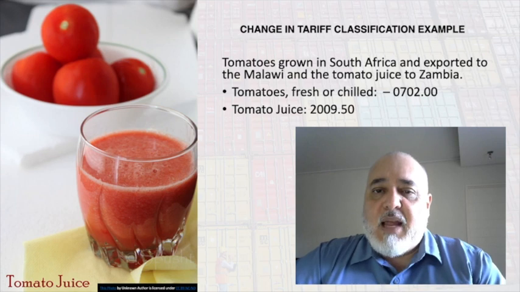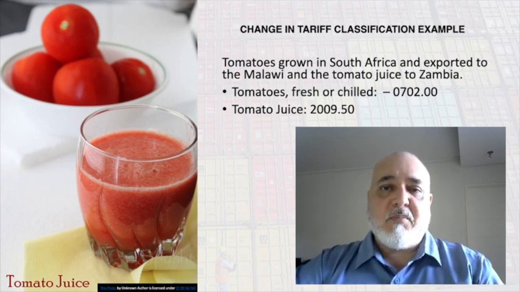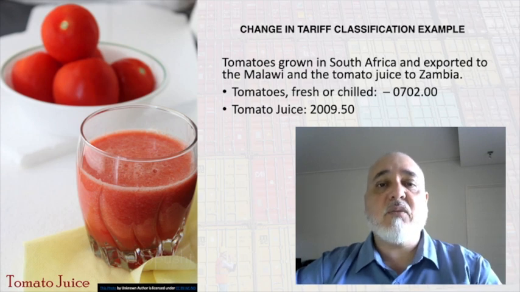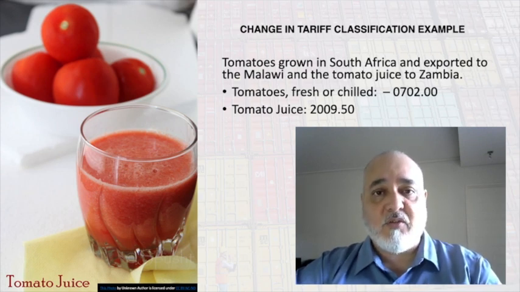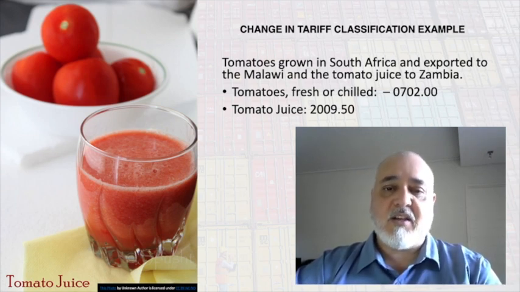Now the origin of the tomato juice will be Zambia instead of South Africa. So from now, please take note that determining the origin of a product based on the change of tariff heading criterion requires an understanding of the applicable tariff classification and the processing that the product can undergo in different countries.